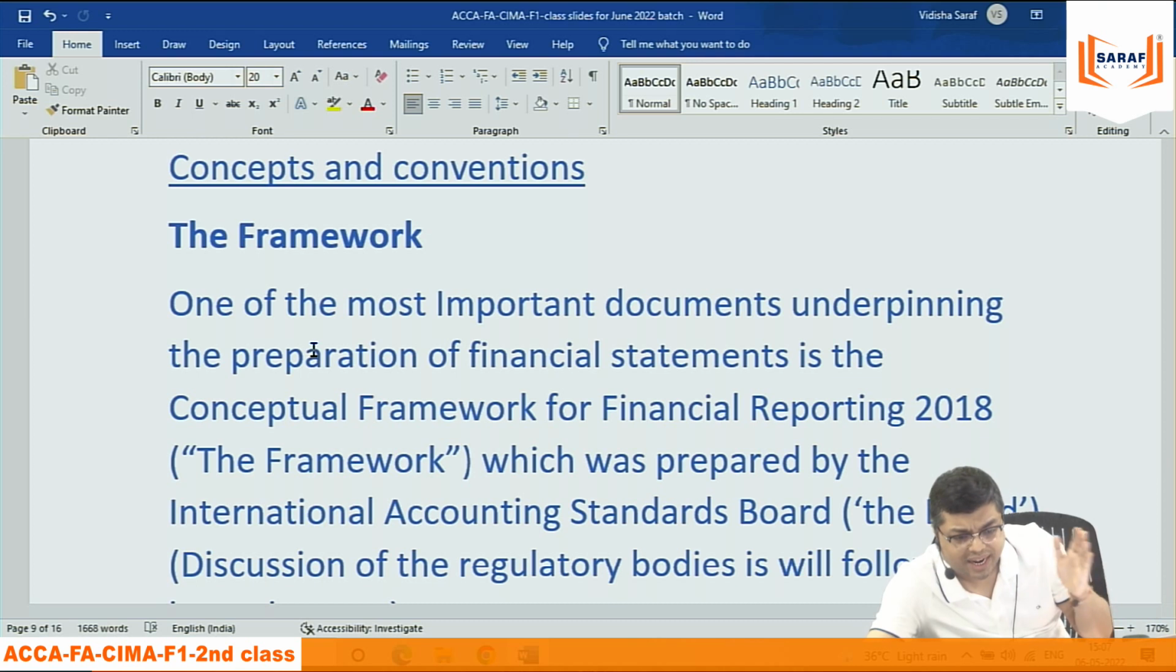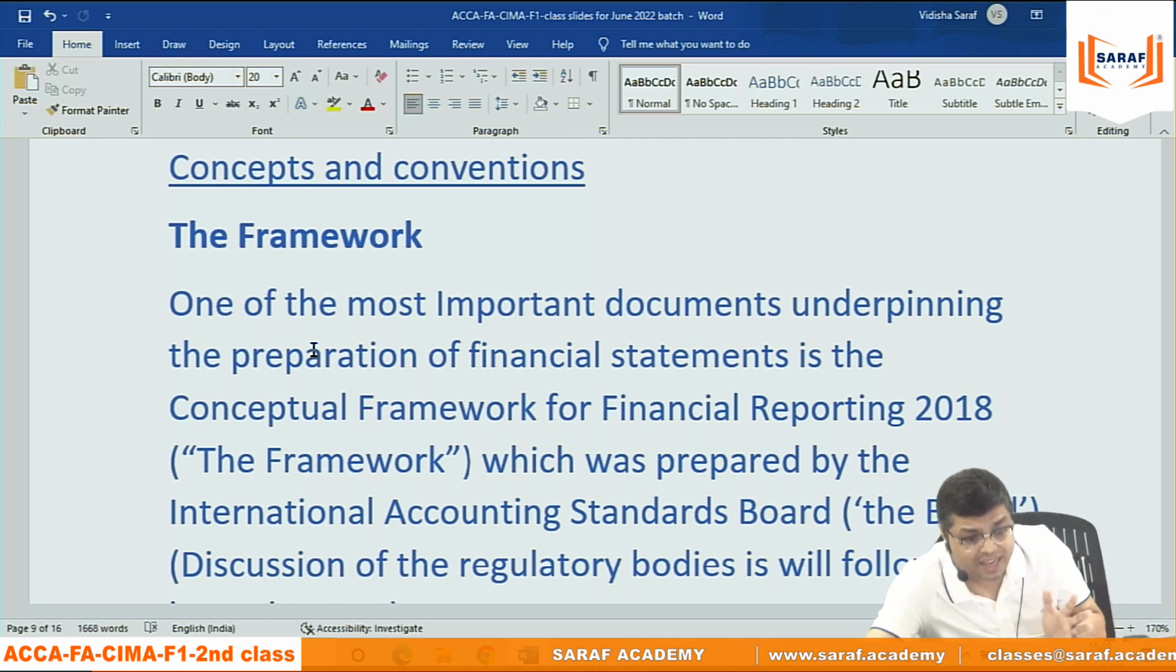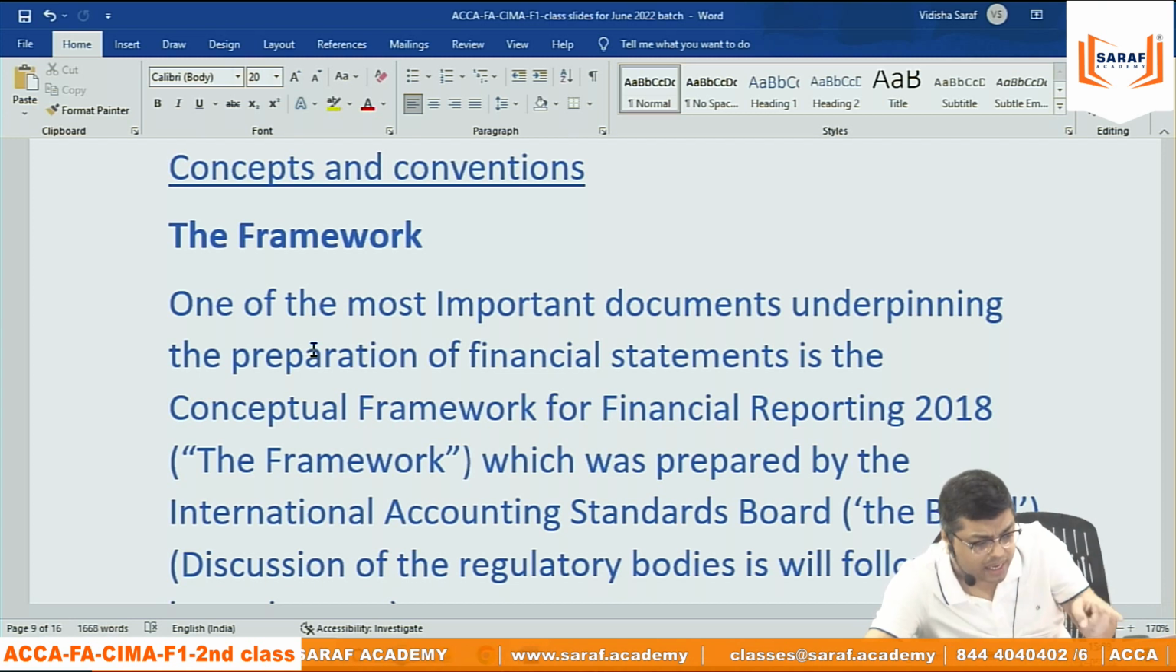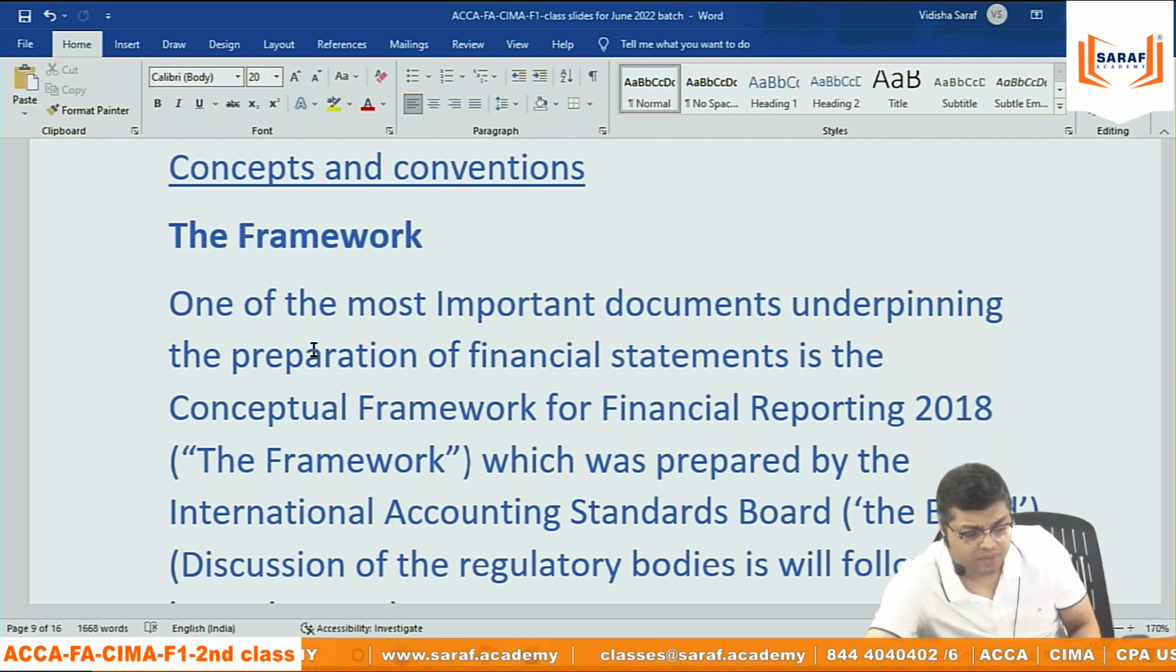But 95% framework and accounting standards are on the same line. Whatever is said in the framework, that same thing is there in the accounting standard. We say in common simple language, framework or Bible. Based on the Bible, the accounting standards are prepared. Some differences may remain there. Those differences will be followed based on accounting standard, not based on framework.